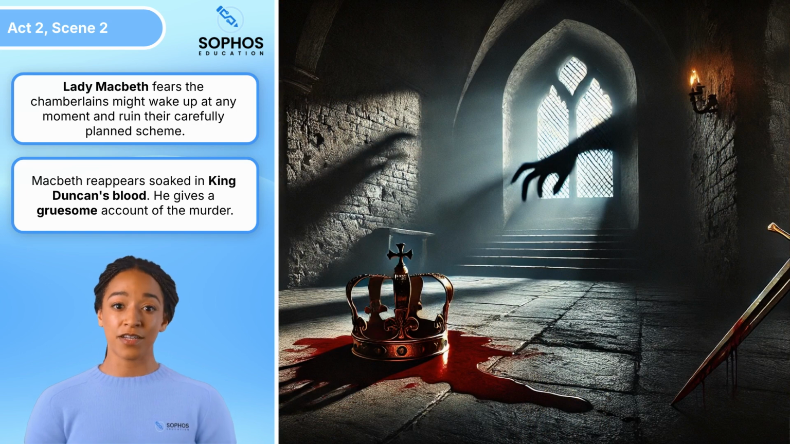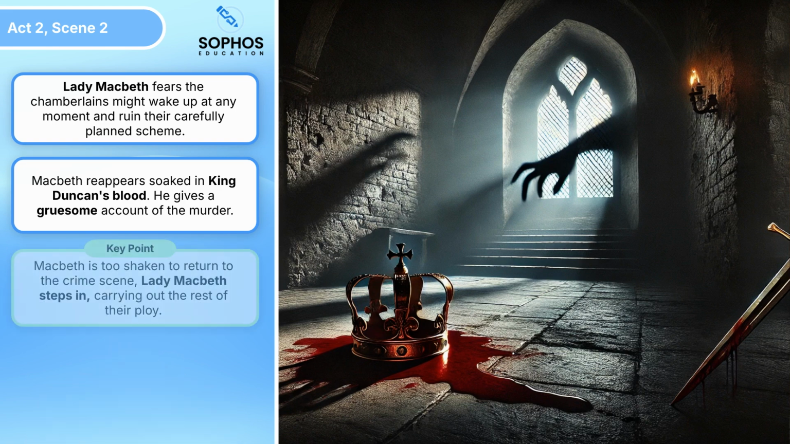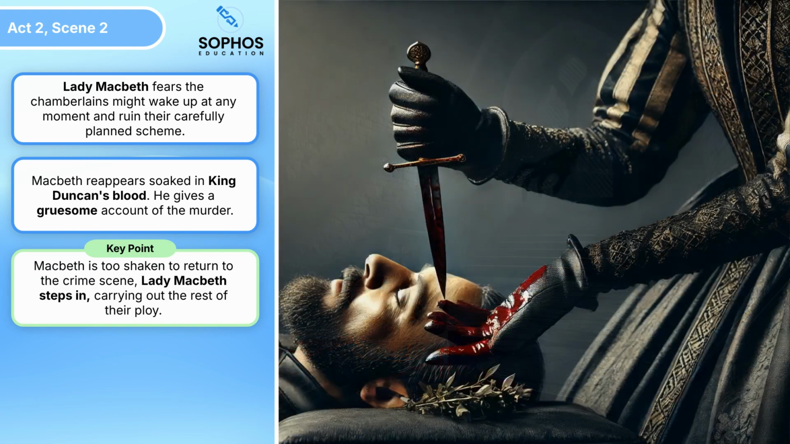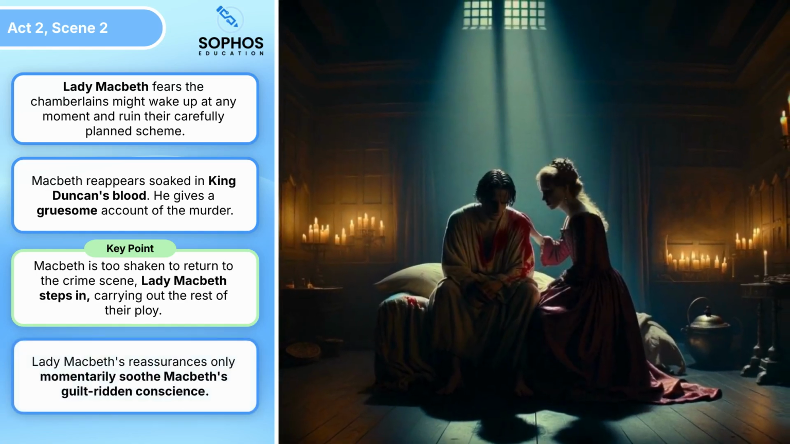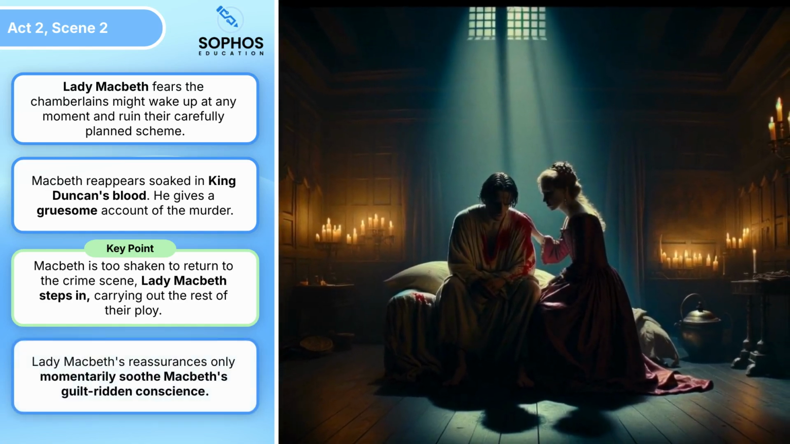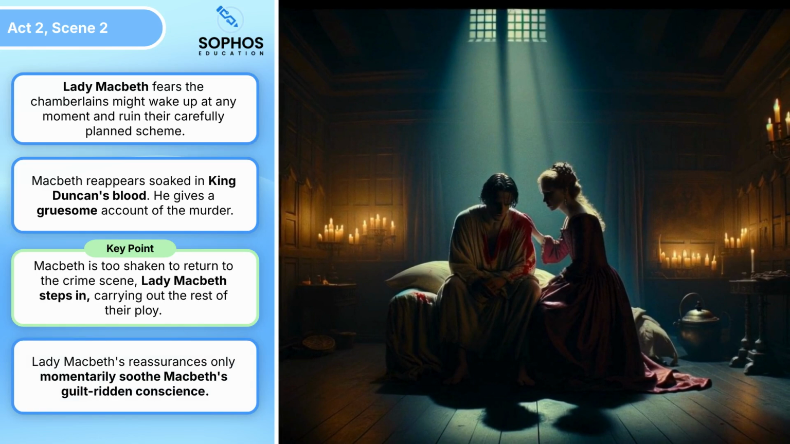Macbeth's lapse in logic and nerve is evident, but Lady Macbeth is adamant that they need to stick to their plan and frame the Chamberlains. Too shaken to return to the crime scene, Lady Macbeth steps in, carrying out the rest of their ploy. As the scene closes, the dreadful knocking intensifies, reminding Macbeth of his bloody hands, while Lady Macbeth's reassurances only momentarily soothe his guilt-ridden conscience.